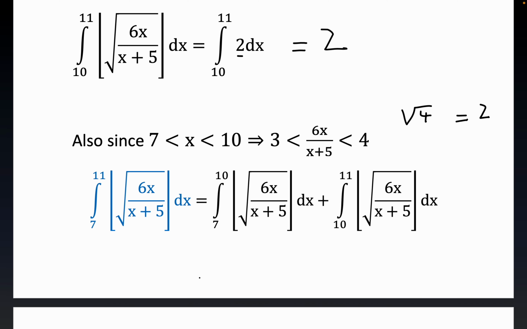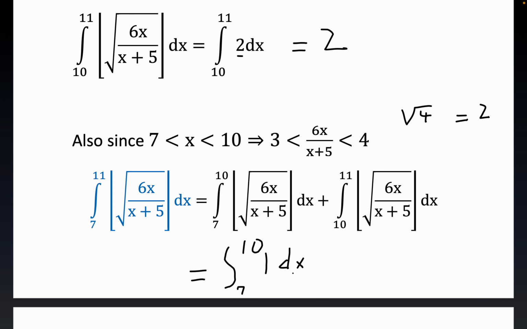So what we end up with is the integral from 7 to 10, where we can replace the floor of the square root of 6x over x plus 5 with just 1. We'll write down 1 dx. Folks, if I went a little too fast there: if 6x over x plus 5 is trapped between 3 and 4, which it is on the interval from 7 to 10, the square root of 4 is 2, and the square root of 3 is a number still bigger than 1. So the floor of this expression, as long as x is in this interval, is going to be 1.